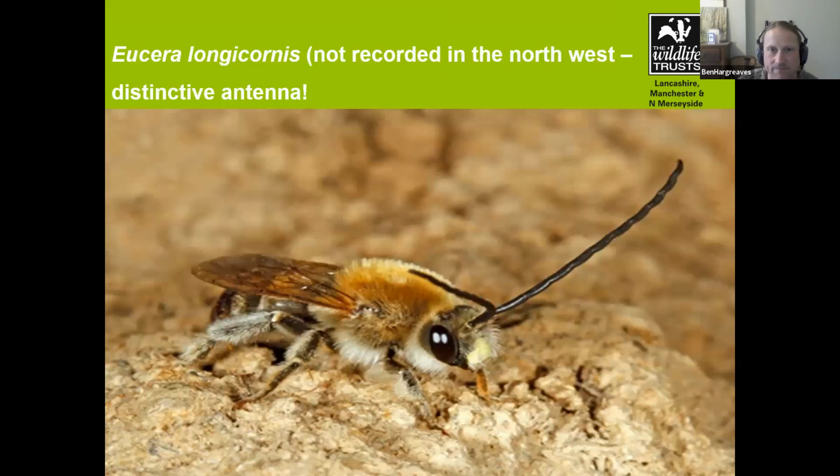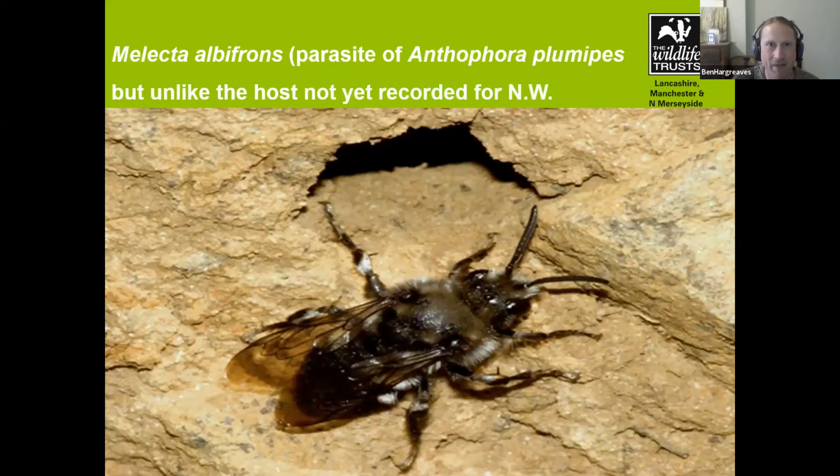Next slide, please. You see that we don't get these in the northwest, unfortunately. Very distinctive, long-antennaed bee, but I think should you find them, they'd be readily identifiable. Next slide, please. Melecta, again, as far as I know, we don't have any records yet for Lancashire or Cumbria, possibly crept into Cheshire, South Cheshire at least. But we do get the host in Lancashire and Cumbria now, Anthophora plumipes. Next slide, please.